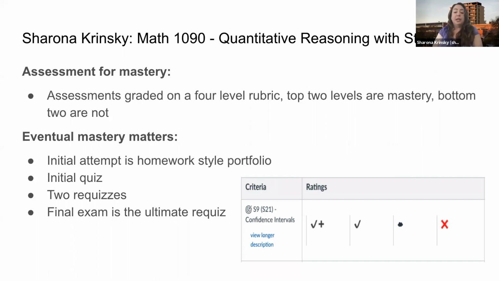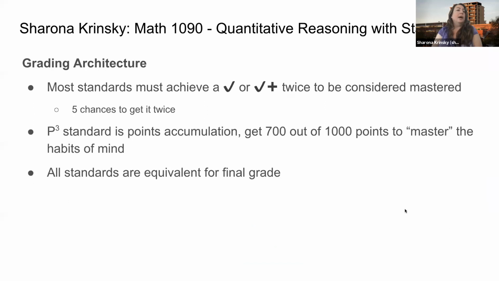The second opportunity is a quiz. So that's a timed assessment on Canvas. And then we have 2 requizzes. You don't have to do one on the portfolio or the quiz. We don't care where you get your checks and check pluses, which is confusing for students as well. And then the final exam is the ultimate requizzes. So we give 5 chances to achieve a check or a check plus twice.